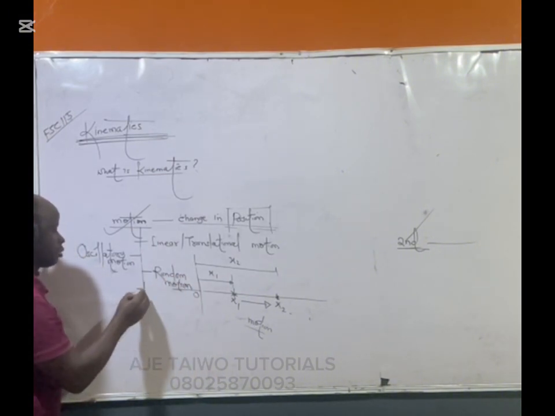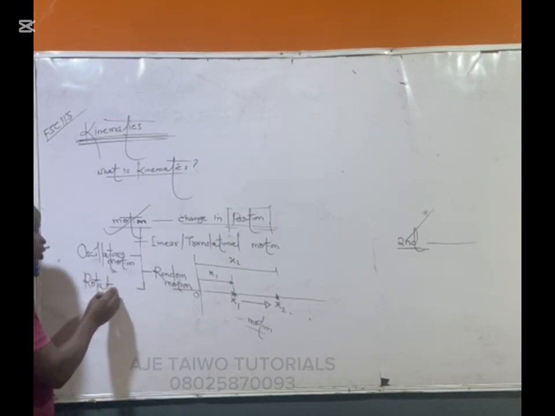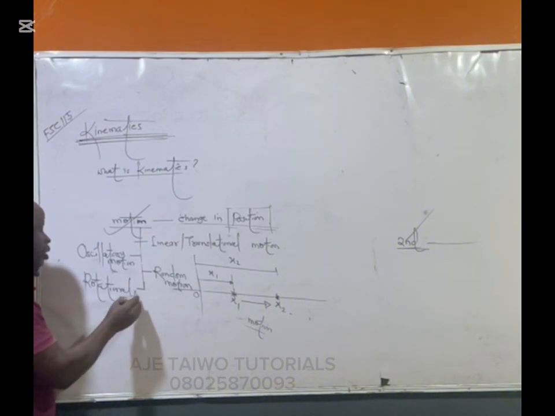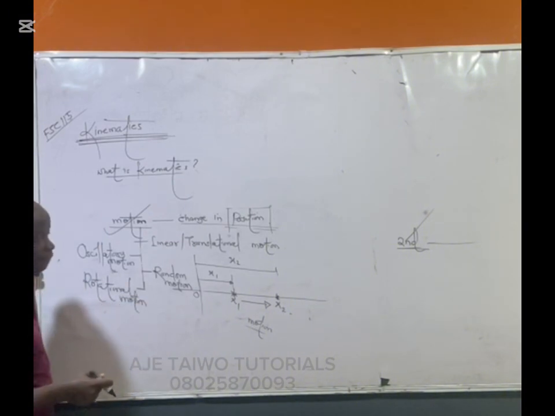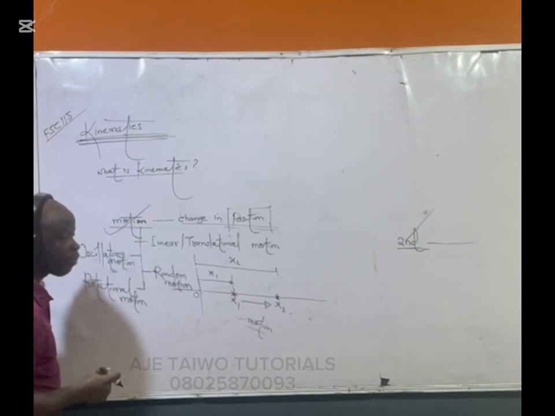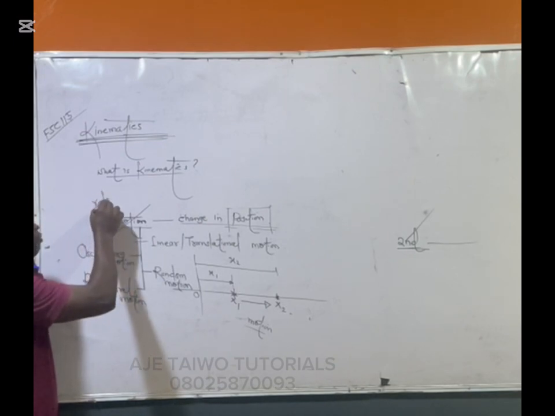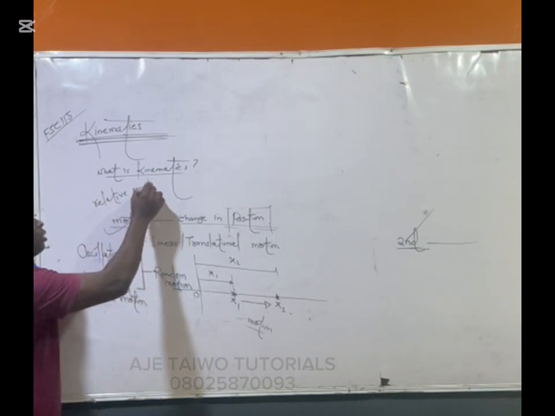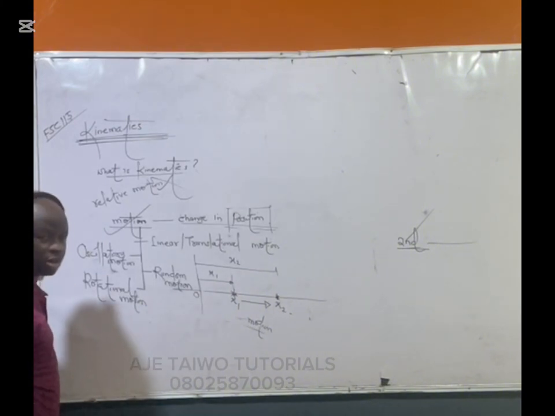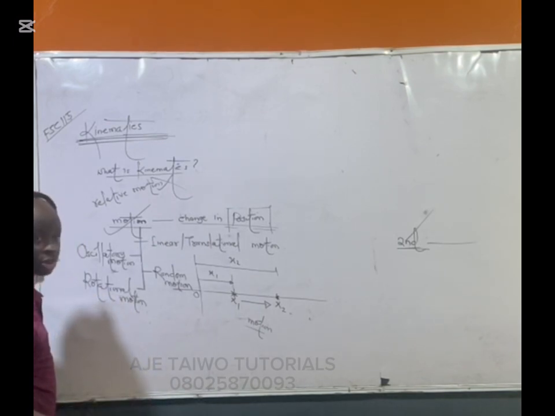You can give me another one. Rotational motion. These are the types of motion. Who can give me another one? Relative motion. I can't hear you. Relative motion. No, that's not a type of motion. Relative motion is not a type of motion. Okay, another one. Anybody? Who can give me another type of motion?